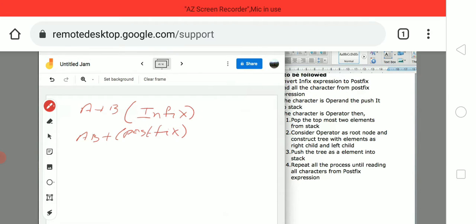So we have to push the elements into a stack one after another. So here the first element is A. So we have to push the A element into stack now. So I pushed A element in stack. Now another element is B. So we have to push the B in stack.